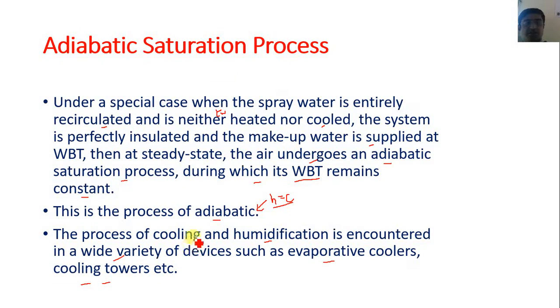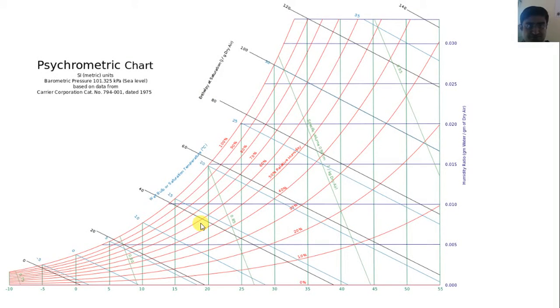It is also known as a cooling and humidification process, as the value of dry bulb temperature gets decreased but the value of humidity gets increased. So it is the cooling and humidification process. If we draw this process, here is point number 1, and if we follow the constant enthalpy line, then here is point number 2.